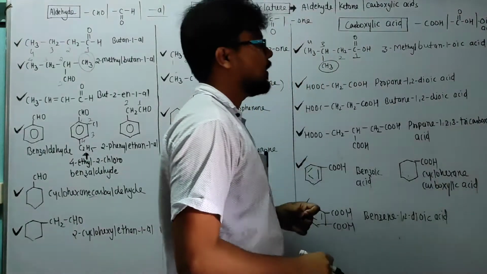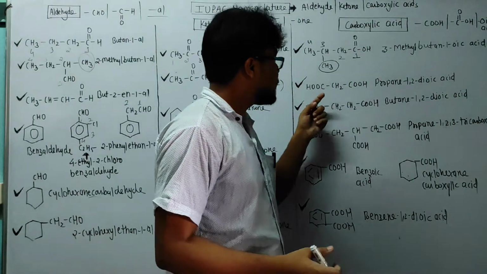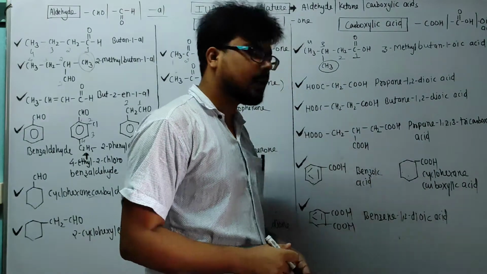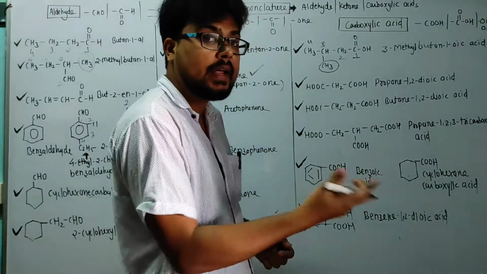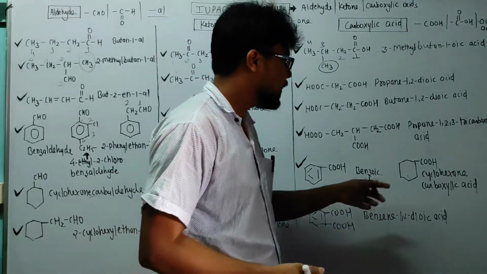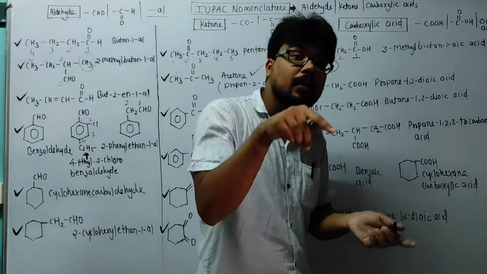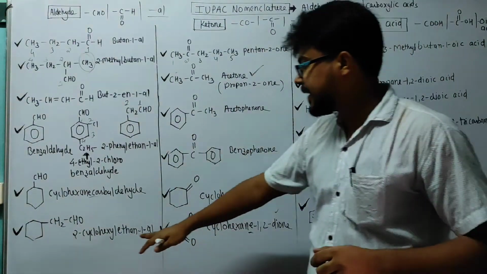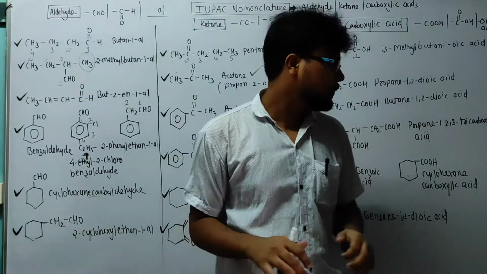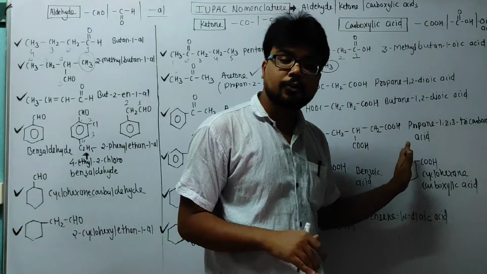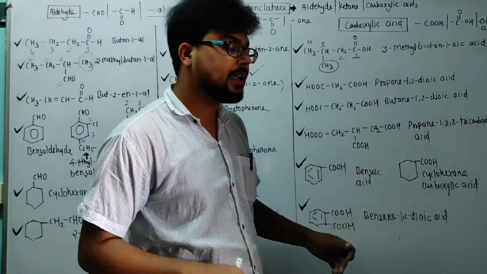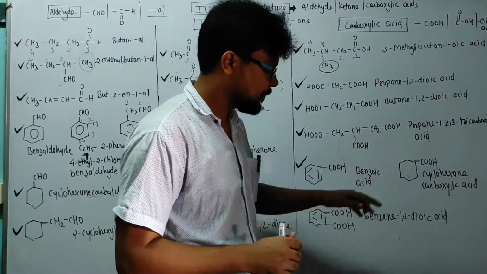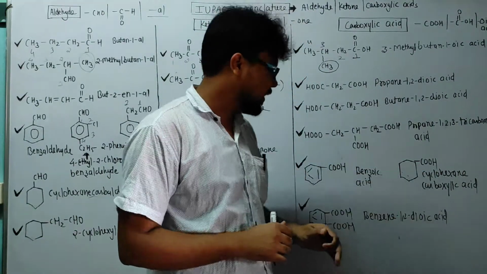Done? Similarly, suppose the carboxylic acid is directly connected with a cyclic system, cycloalkane, cyclopentane, cyclobutane. So it is cyclohexane carboxylic acid. Check. Just like cyclohexane carbaldehyde, because the functional group is directly connected with the cyclic system, I will use the carb system of IUPAC naming. So cyclohexane carboxylic acid.